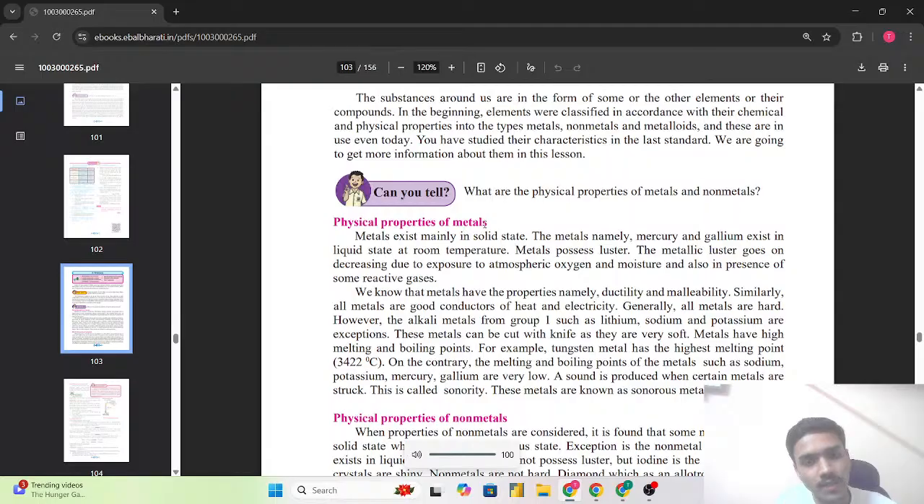Alkali metals and alkaline earth metals, as we have seen in chapter 2, that is the Periodic Classification of the Elements. And there we saw that in the periodic table, group 1 and group 2. Here they want to say that the elements of group 1, the alkali metals, are generally soft. So these metals can be cut with a knife as they are very soft.